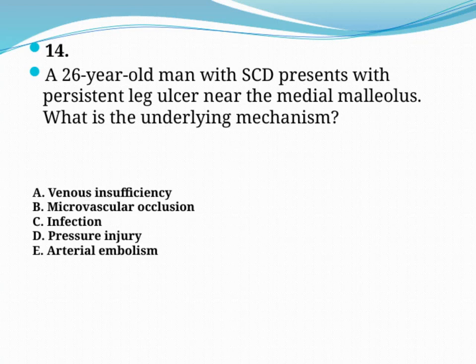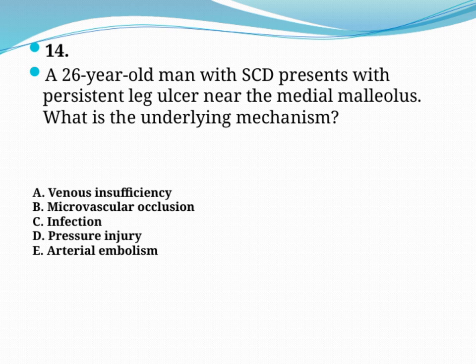Let's look at some potential underlying mechanisms for leg ulcers in this context. First, venous insufficiency can lead to poor blood flow back from the legs, causing venous hypertension and tissue breakdown. Next, microvascular occlusion, which is common in sickle cell disease, can block small blood vessels, impairing healing and causing tissue ischemia. Infection is another factor. It can complicate ulcers and hinder recovery. Pressure injury, or skin breakdown due to sustained pressure, is also a possibility, especially if mobility is limited. Lastly, arterial embolism involves blockage of larger arteries, reducing blood supply and leading to ischemic ulcers.